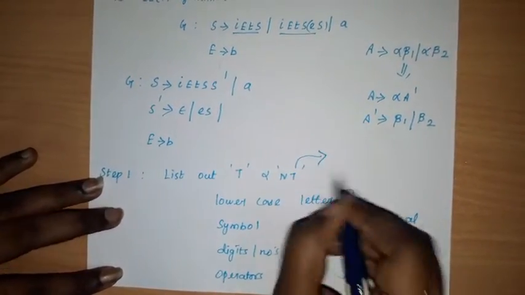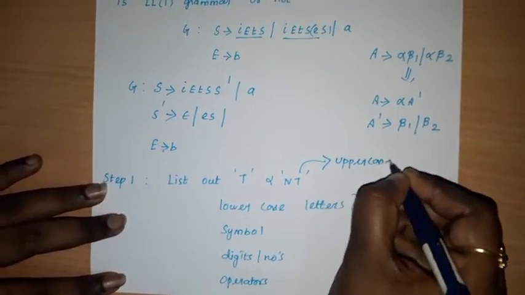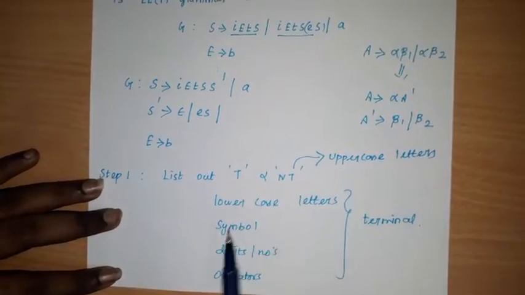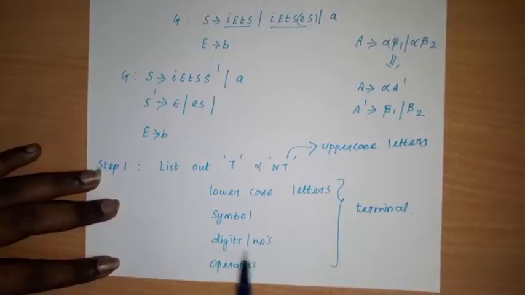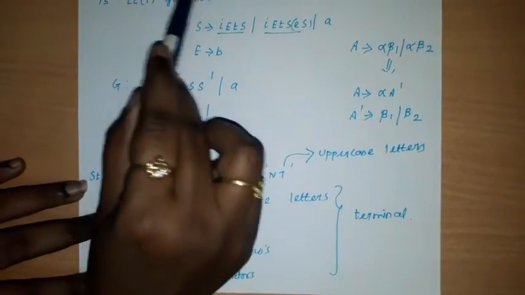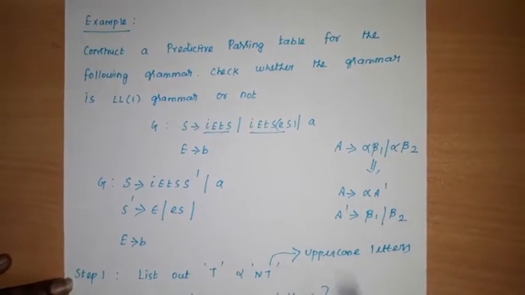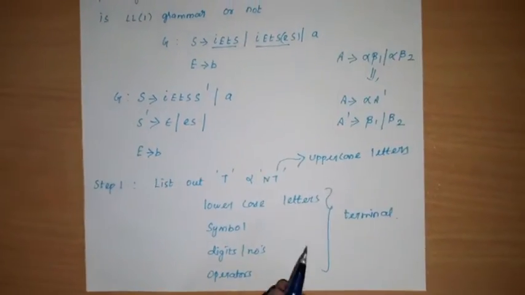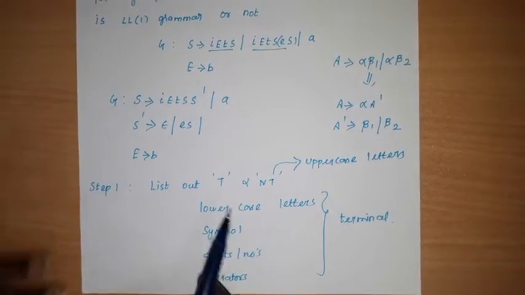A non-terminal is very easy: it is nothing but uppercase letters only. Uppercase letters are non-terminal values, and terminal symbols are lowercase letters, symbols, digits or numbers, and operators. So the first point in the construction of the predictive parsing table, after eliminating left recursion and left factoring, is to list out the terminal and non-terminal symbols in the grammar.